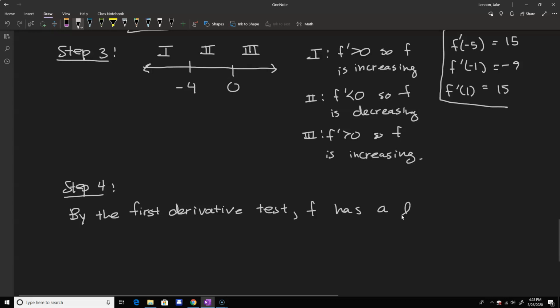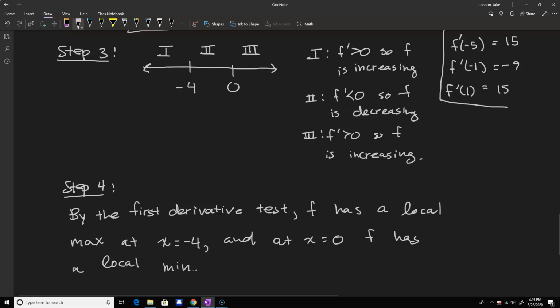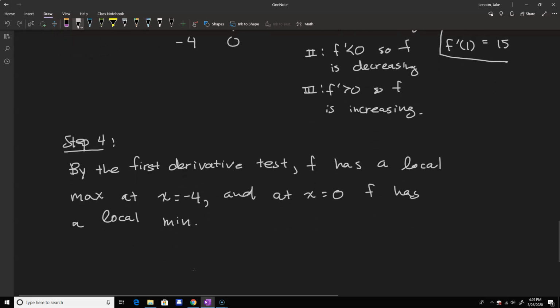So our first point is a local max. So f has a local max at x equals -4. And what happens at the second point, 0? From region 2 to region 3, we go from negative to positive. So that means that we have a local min, and at x equals 0, f has a local min. So that's where those local max and local min occur.